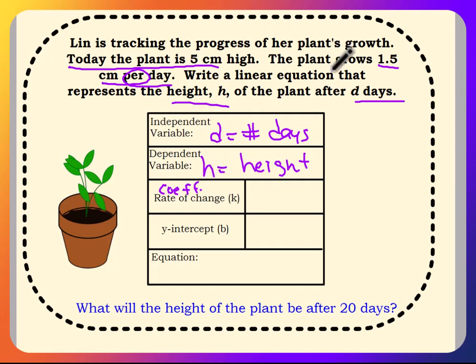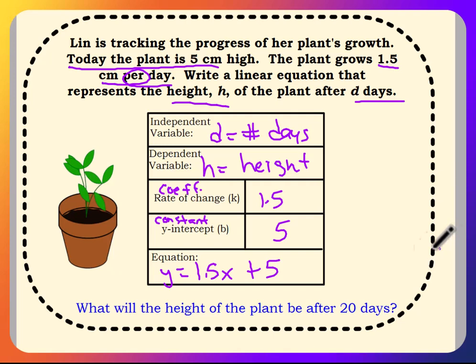So going back through my annotations, I see per means to multiply. And what are we multiplying by? 1.5. Then the y-intercept, that's your constant. That's that one time amount, just a number amount. And that's going to be 5. Today it is 5. That's just a number, positive 5. Now write your equation. Y equals k, the coefficient, 1.5, x, plus your y-intercept, your constant. There you go. Y equals 1.5x plus 5.